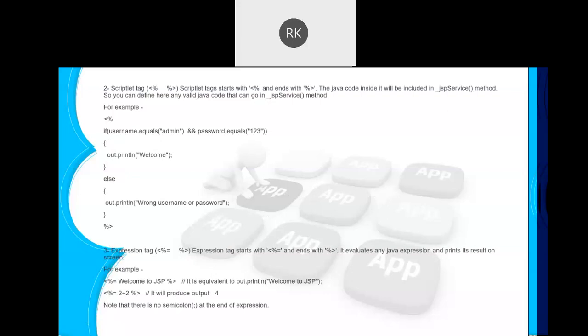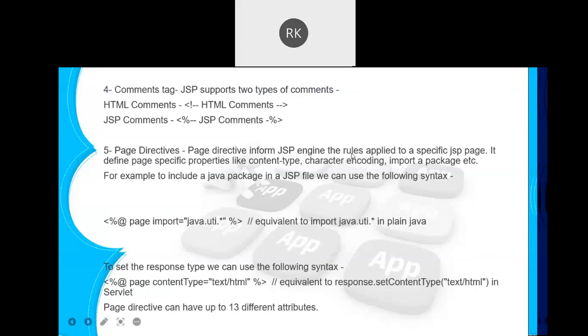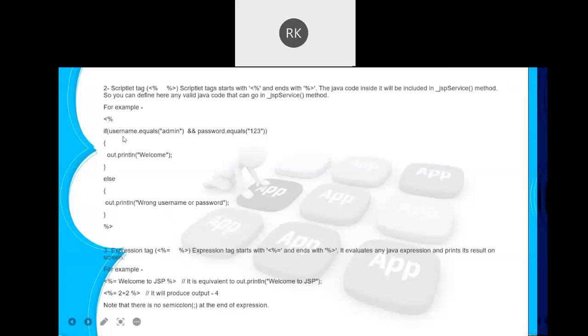Next, we have the scriptlet tag. It is going to be one of the important tags here. It starts with the percentage and ends with the percentage. The main Java code that you want to be executed inside the JSP service method, you have to put here in this percentage. Whatever code you write, you can consider it like you are writing it within the service method. Like you remember, in case of servlet we define the doGet and doPost methods. So you can consider the code in the scriptlet tag to be the code that you define in the doGet and doPost methods. Like you remember, we were checking the username, password, and doing several things. So this is what we can do here.